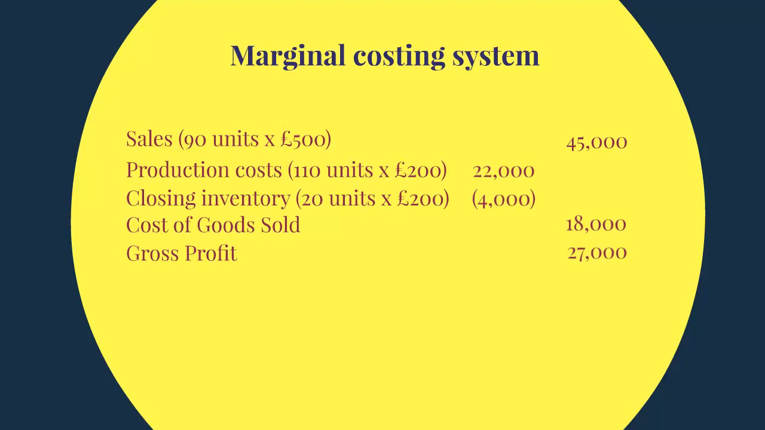Now, under a marginal system, we use the actual overheads accumulated, which of course was not £10,000, it was £10,450. So deducting that from our gross profit gives us £16,550. So you clearly see that there is a £2,000 difference between the two.